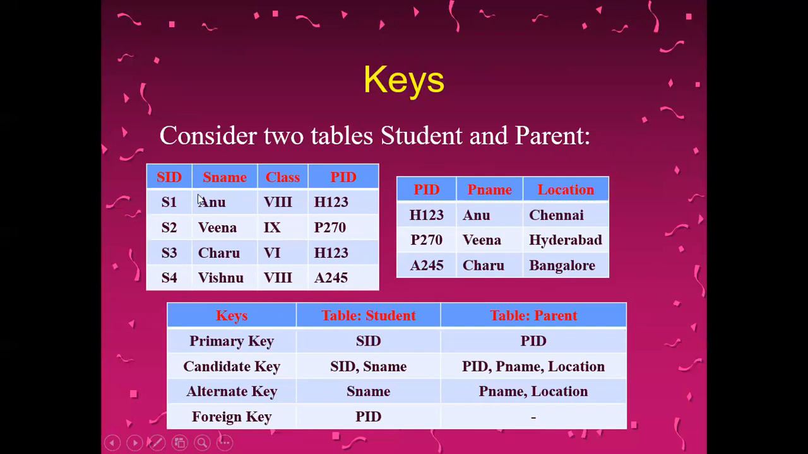So the 2 candidate keys for the student table are SID and SNAME. Among that, the most suitable one to become the primary key is SID. So you can see in the table SID is the primary key, whereas the candidate keys are SID and SNAME. But from the candidate keys, SID is the most appropriate to become the primary key, and the remaining candidate key, that is SNAME, will become the alternate key.